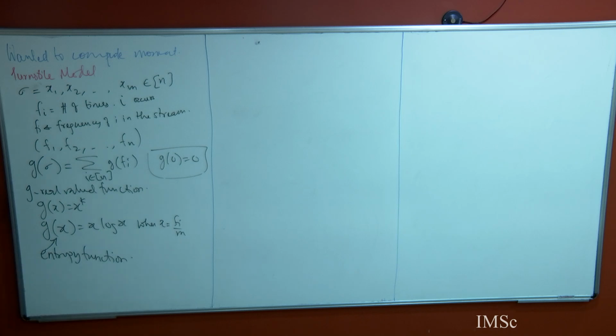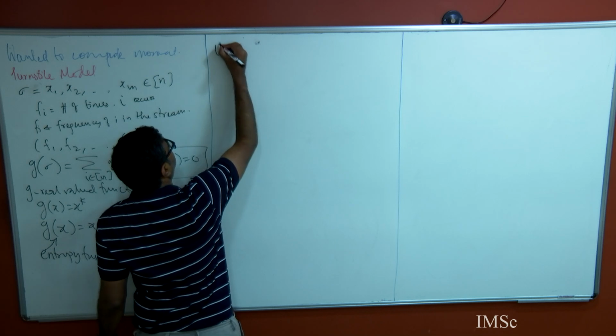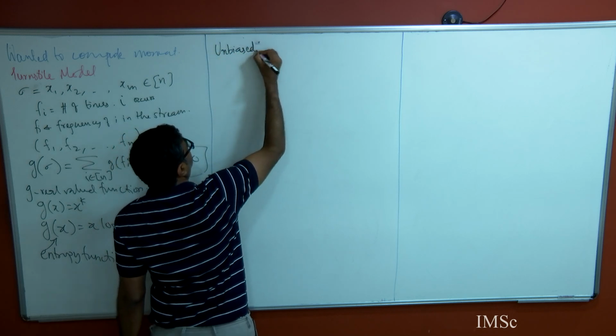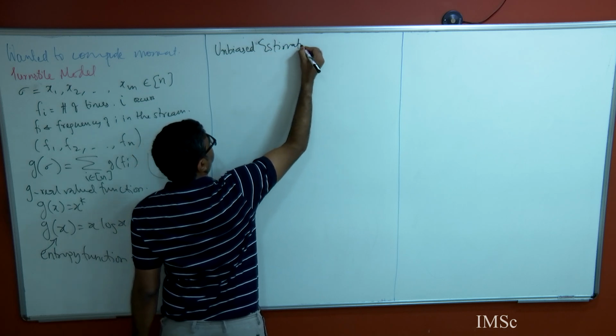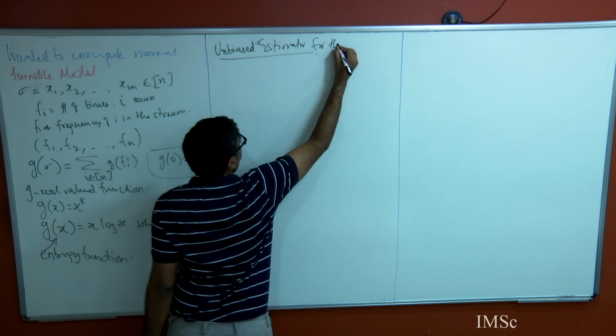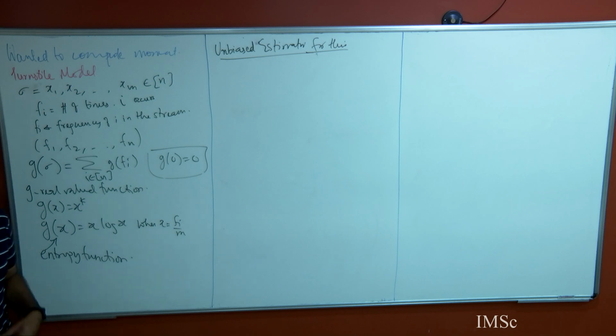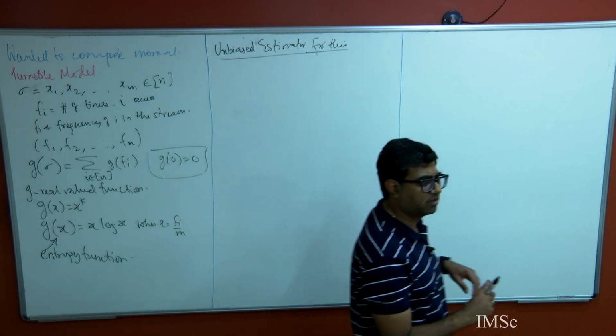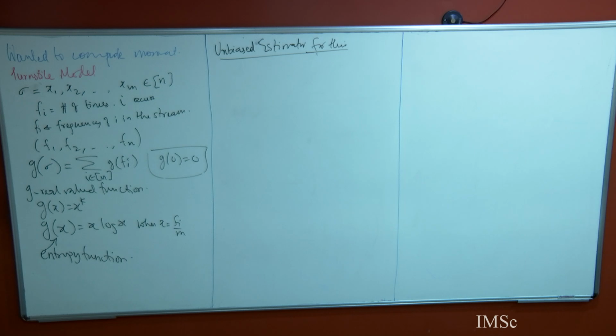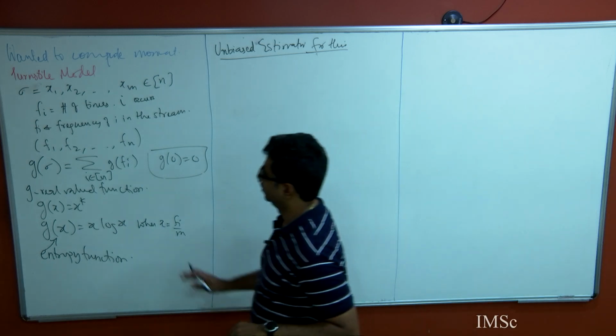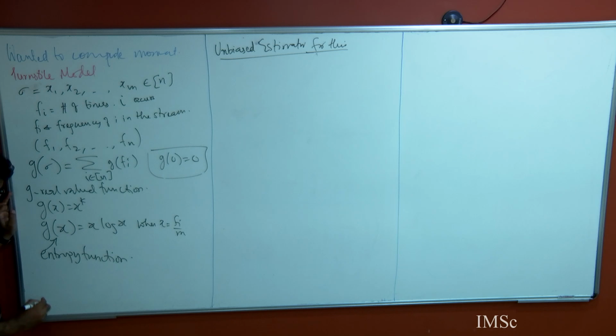So I'm now trying to construct an unbiased estimator for this, and then we'll try to use this to obtain a streaming algorithm, and then we will do the usual Chernoff and variance analysis. So how do you think we are going to get an unbiased estimator for this? This is the whole trick of AMS. This unbiased estimator was given by AMS.